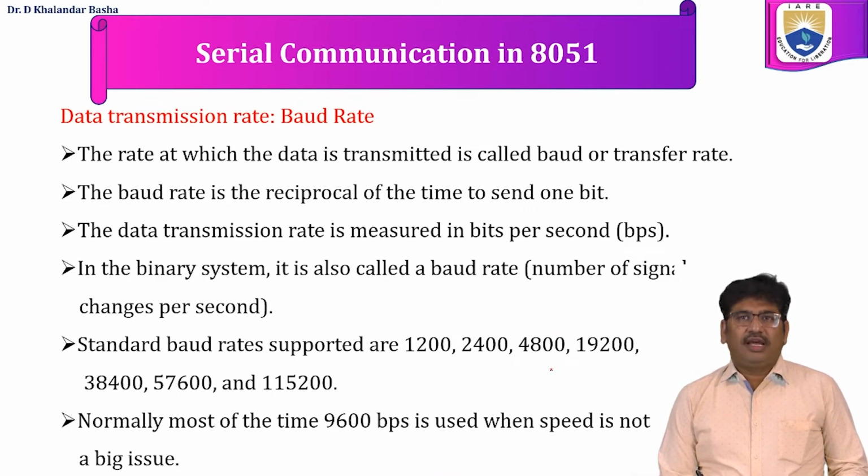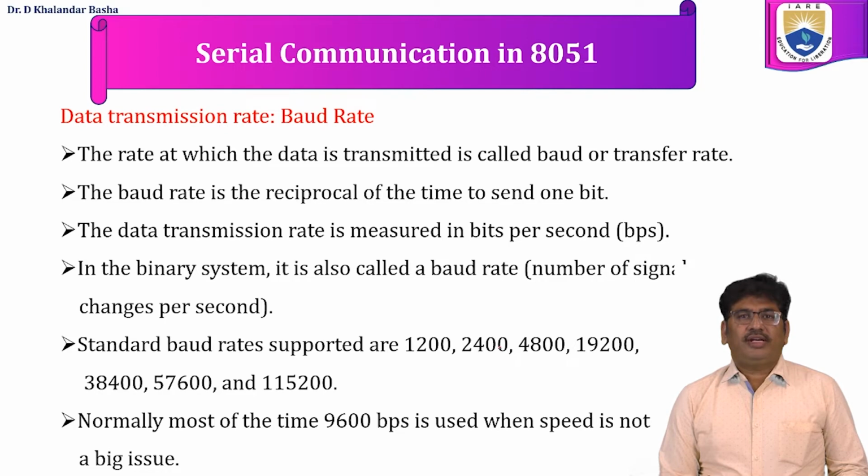The transmission rate, which we call baud rate, the rate at which the data is transmitted, is called baud or transfer rate. The baud rate is the reciprocal of the time to send one bit. The data transmission rate is measured in bits per second. In the binary system, it is also called the baud rate, the number of signal changes per second.